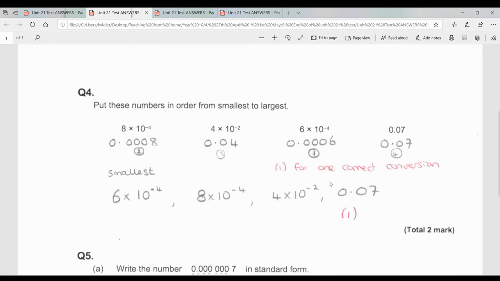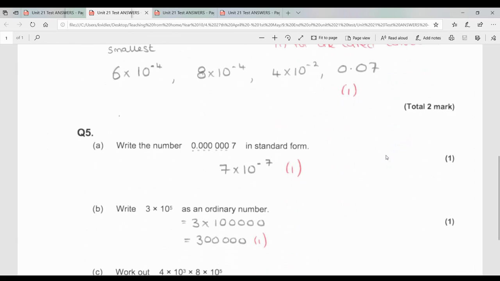Question 4 then is about converting numbers and ordering numbers in standard form. So if you've got the numbers in order correctly from smallest to largest, fully correct gives you 2 marks. However, if there is an error somewhere and you've correctly converted any one of them into ordinary numbers, then you get a mark for your correct conversion. And you can rag yourself for question 4.